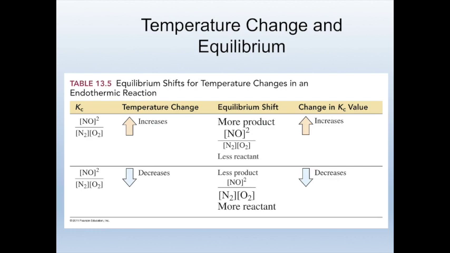And here is a summary using a different reaction involving nitrogen, oxygen, and nitric oxide. This is also endothermic. So an increase in temperature will cause the equilibrium to shift towards more product and less reactant, which will increase the Kc value. And a decrease in temperature will cause the equilibrium to shift towards less product and more reactant, which will decrease the Kc value.